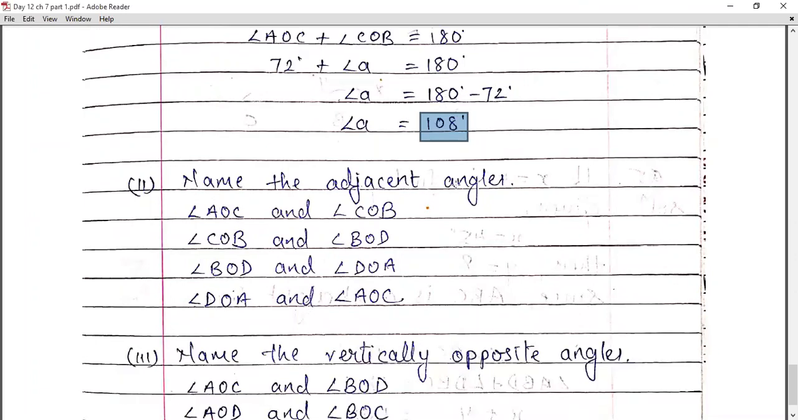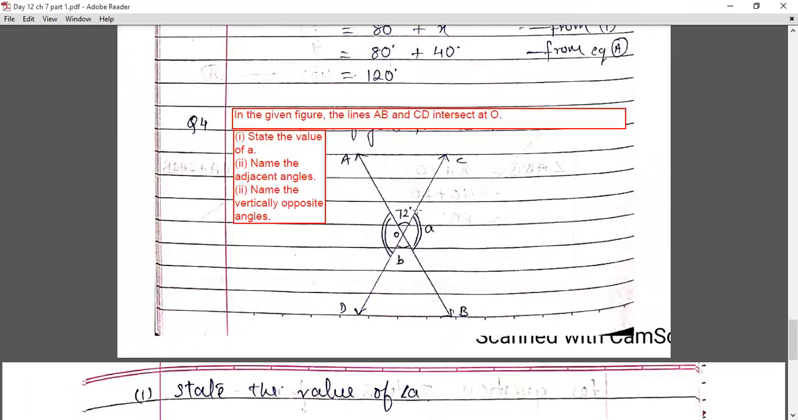Then we need to name the adjacent angles. Adjacent angles are those angles which are side by side. So angle AOC and angle COB are adjacent, or I must say 72 degrees and A are adjacent. Similarly, angle COB and BOD are adjacent angles. Next, angle BOD and angle DOA are also adjacent angles. Angle DOA and angle AOC are adjacent angles.